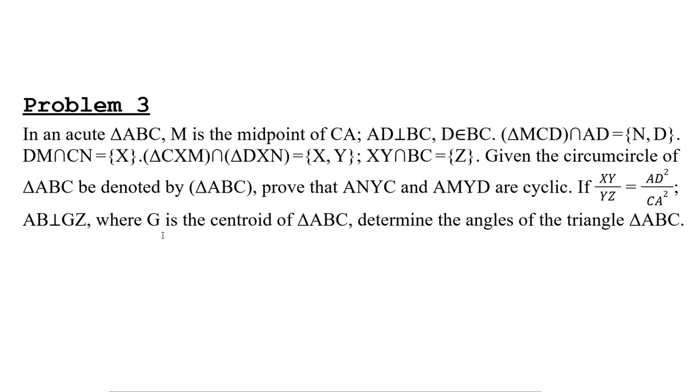And G is the center of ABC. Now we have to determine the angles of the triangle ABC. All three angles. So that's the question. And note that this results in forming my favorite type of triangle, which you can uncover by solving the question.